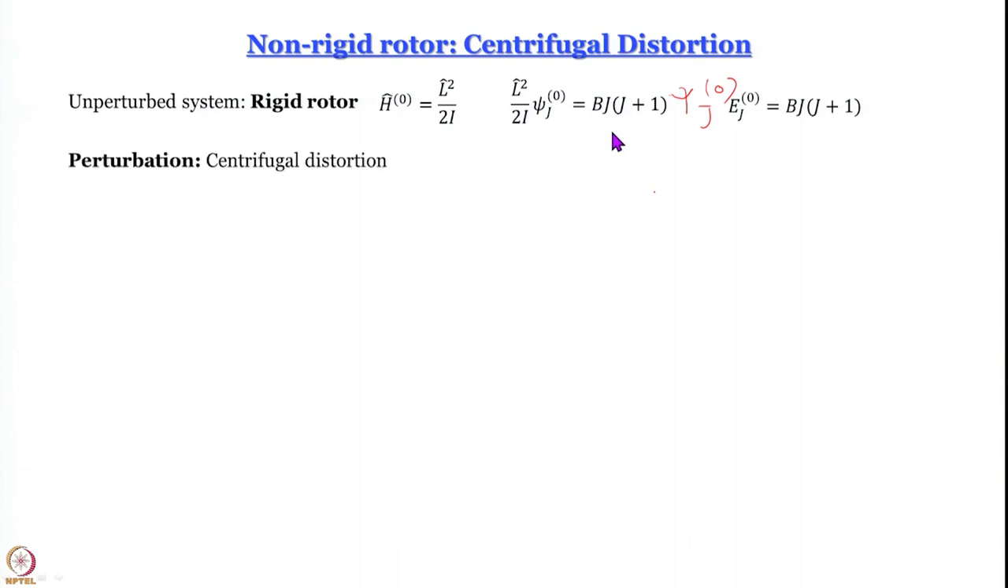So, perturbation is centrifugal distortion, as we said. From classical mechanics, we know that the centrifugal distortion is associated with a potential that is proportional to the fourth order of angular momentum. So, we construct the operator V equal to minus k L to the power 4. Now, please remember here we are going to use what L to the power 4 means.